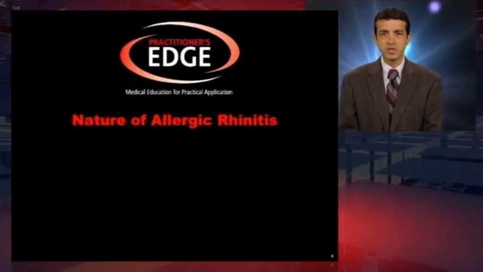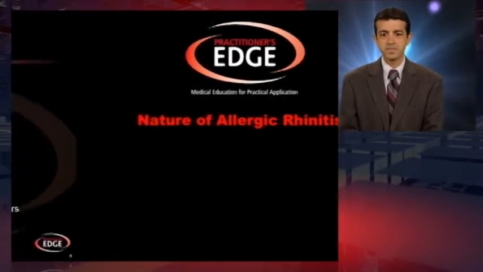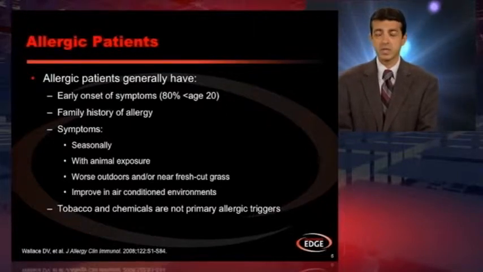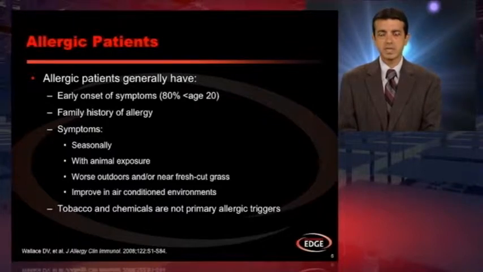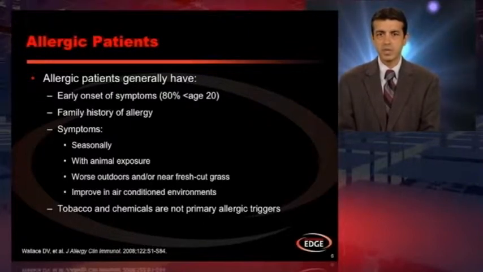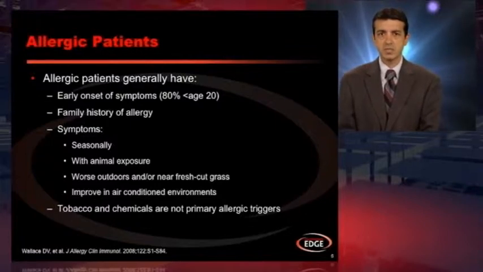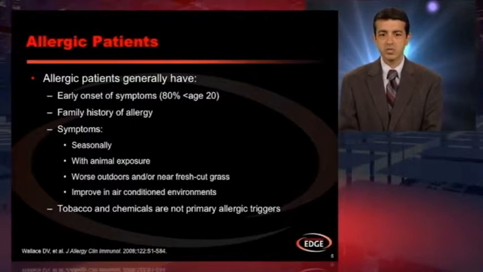Let me begin with the nature of allergic rhinitis. Allergic patients generally have early onset of disease, but it's important to realize that we do see adult onset allergic rhinitis, so the fact that it's developed later in life does not obviate the fact that it may still be allergic in nature. The family history is important. As we know, atopic disease runs in families, so there's greater incidence in those that have a past history in their families of underlying allergic disease.